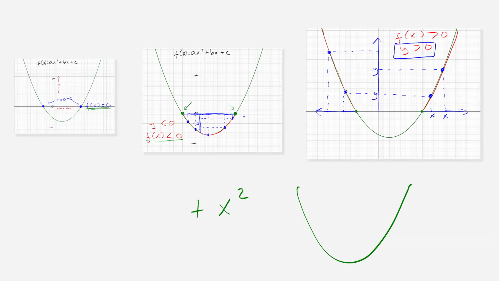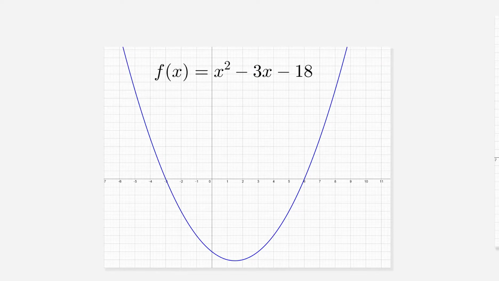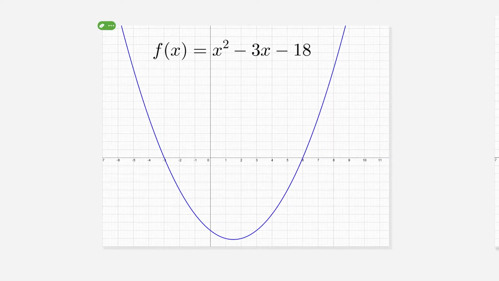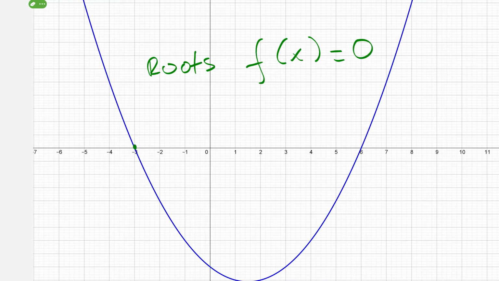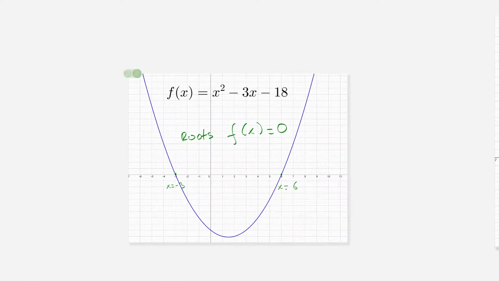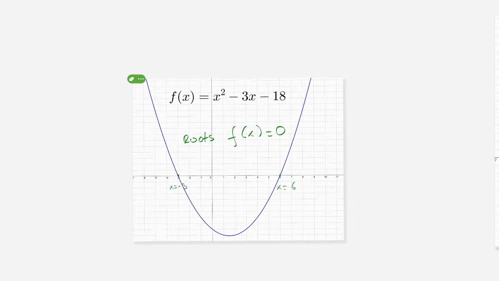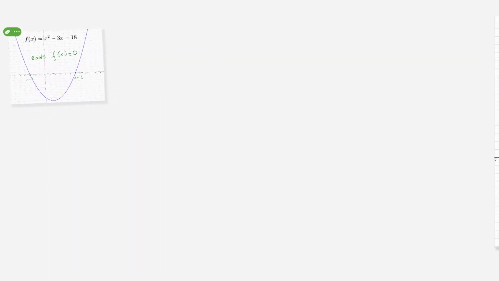So let's develop this further with an example. Here I have the quadratic function x squared minus 3x minus 18. The first thing I'm going to identify on this quadratic function is the roots. Remember, the roots is where the function equals 0. So if we zoom in, here's my root at x equals minus 3, and here's my root at x equals 6. That's straightforward enough. That's something we already know. The roots, where the function equals 0, is where it cuts the x-axis. So that's what we have right here.